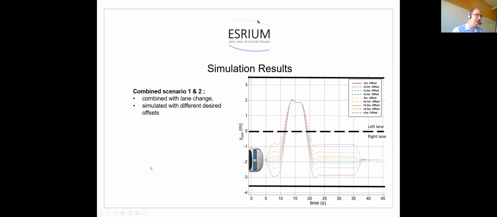Next slide. This is a combined scenario. We see several runs with different inline offsets. The vehicle starts at 0 offset, goes to the demanded offset, then changes the lane due to a slower vehicle in front, and drives without offset on the right lane and the left lane. And then after overtaking, it changes back to the right lane and drives with the same inline offset as before.